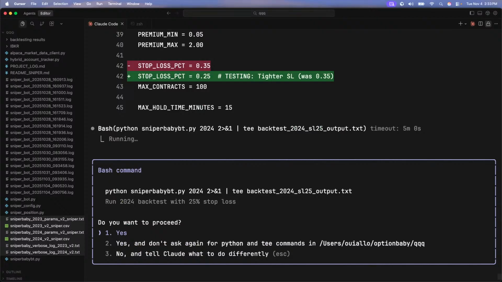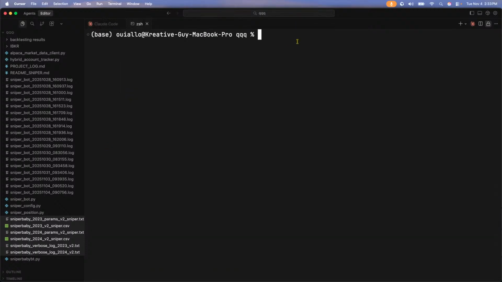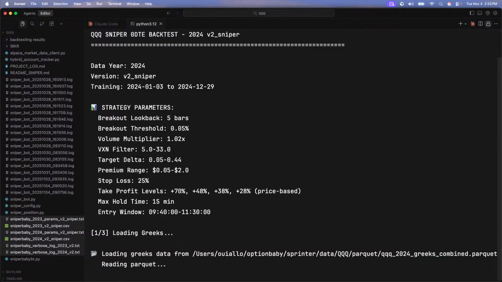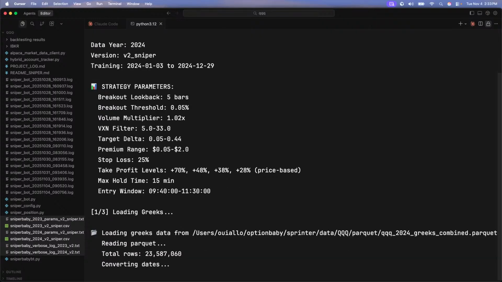Oh, of course you're not going to run it. I don't even know what you were thinking, fam. Want to say python sniper baby bt.py 2024. Beautiful. Backtest is running. Now let's see what's good.